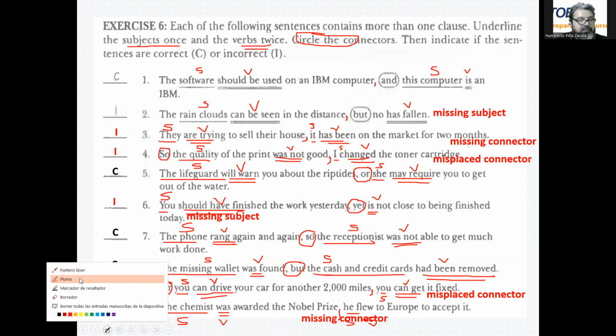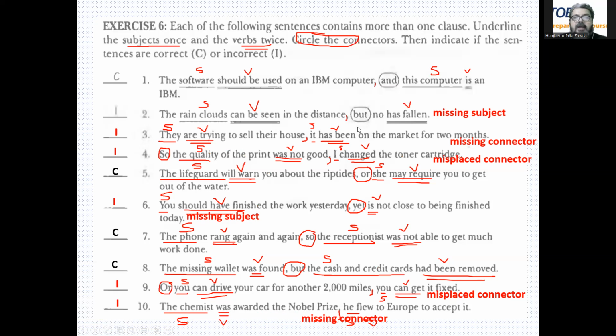Okay, so remember, we have two sentences. The sentence has a subject and a verb. They're connected, they're put together with one of these connectors, and they have to be in the middle, and they have to be preceded by a comma. Okay, so I hope this helps you understand a little bit better how the skill works in the TOEFL test.